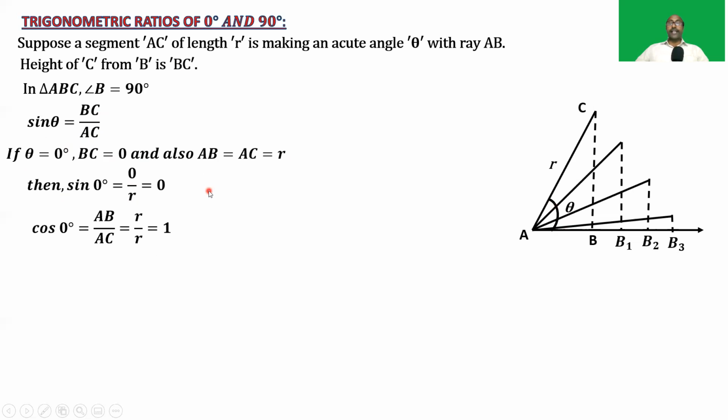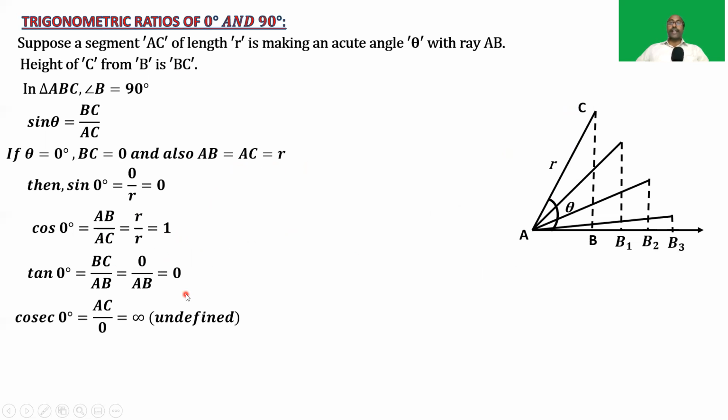And again cos 0 degrees, that is cos theta. Cos 0 degrees is equal to adjacent by hypotenuse, that is AB by AC. Here both AB and AC are equal to R. So that cos 0 degrees is equal to 1. And also tan 0 degrees is equal to opposite by adjacent, that is BC by AB. Here we have BC equal to 0 and AB is equal to R. And we know that 0 by something is equal to 0.